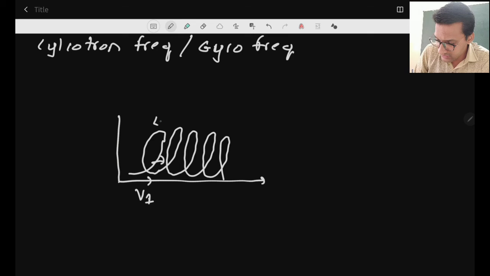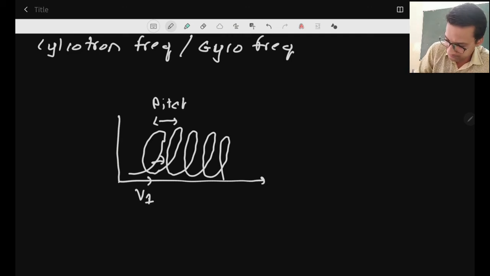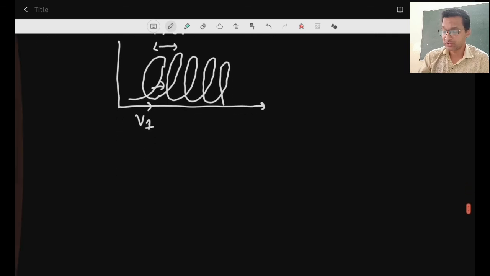And this distance from one helix to the other helix is called the pitch of the revolution. Now try to understand, when it completes one revolution, it will be moving forward also. So if we take this time period T to complete one revolution, then we can also find out how much distance it has moved forward.